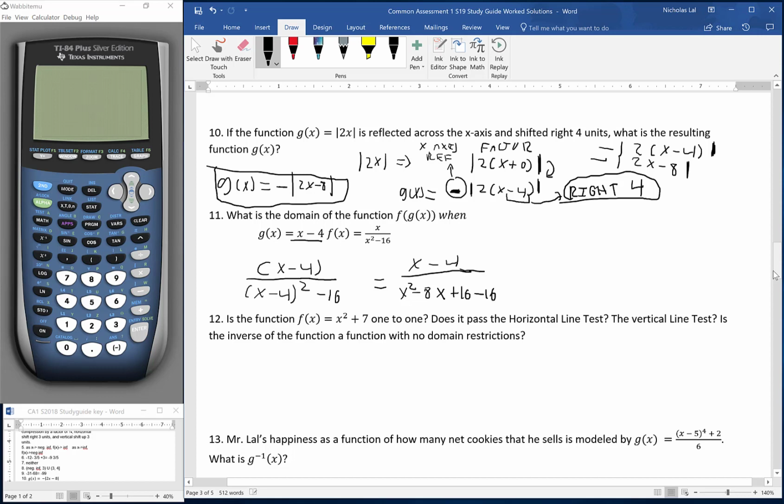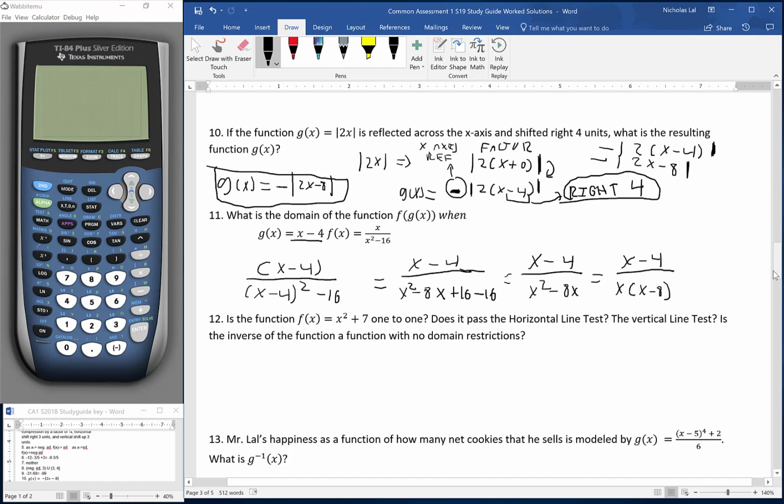So that's going to become x minus 4 over x squared minus 8x. And what I'm going to have to do is look at the denominator and see if I can factor, which I can. That's going to be equal to x minus 4 over, factor out an x, and what's left over is x minus 8, because x squared divided by x is x, and negative 8x divided by x is negative 8. So I have x minus 4 over x times x minus 8.